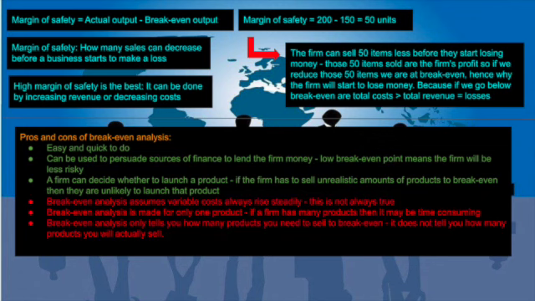Then you've got some negatives. So break-even analysis assumes variable costs always rise steadily. This isn't always true. You might be able to buy in bulk and save some money. Another disadvantage, it's only made for one product. So if a firm has many products, it may be time consuming to do continuous break-even analysis. And lastly, it only tells you how many products you need to sell to break even. It doesn't tell you how many products you'll actually sell or give you a hint of how much you will sell. So make sure you know the definitions, the formulas, and the pros and cons on this page.